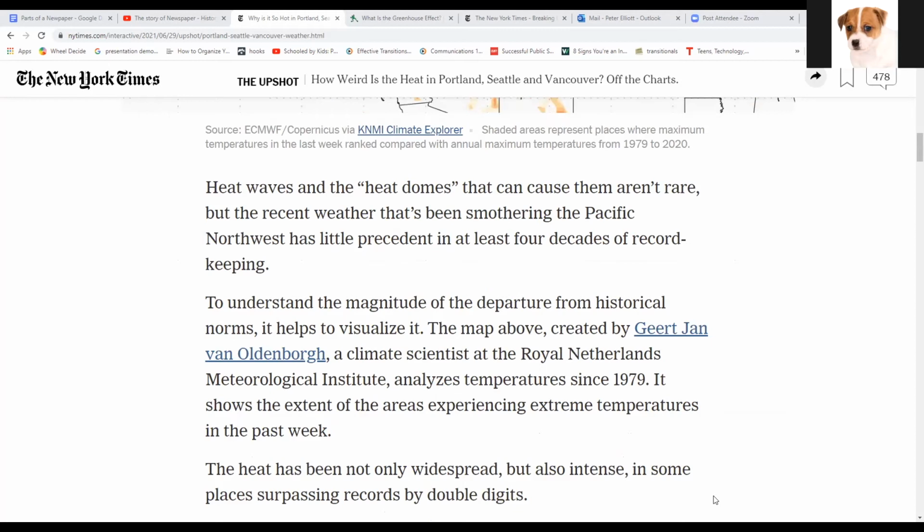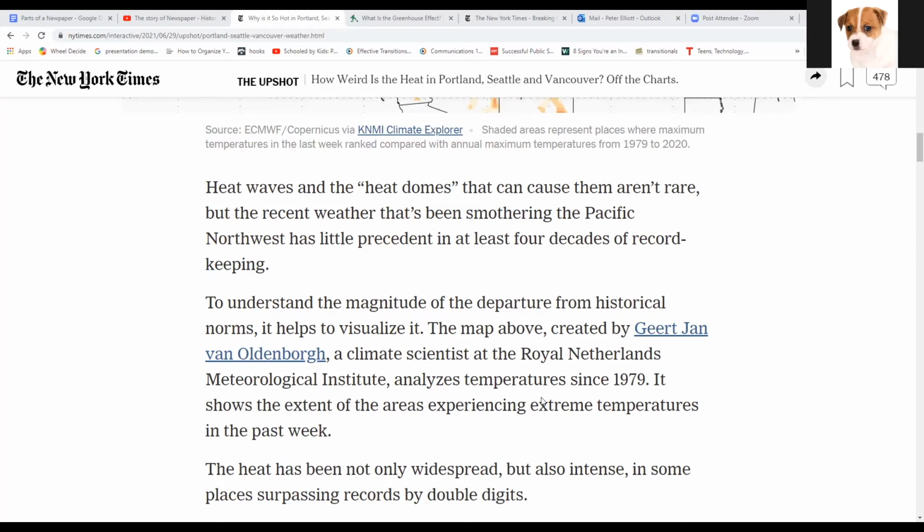Here we go. Heat waves and the heat domes that can cause them aren't rare, but the recent weather that's been smothering the Pacific Northwest has little precedent in at least 4 decades of record keeping. To understand the magnitude of the departure from historical norms, it helps to visualize it. The map above that we looked at, created by Oldenburg, a climate scientist at the Royal Netherlands Meteorological Institute, analyzes temperatures since 1979. It shows the extent of the areas experiencing extreme temperatures in the past week.